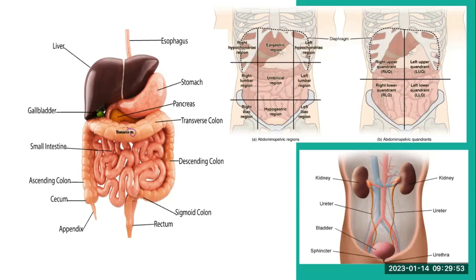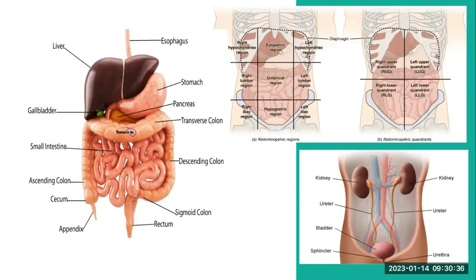So can anyone tell me what I can say for the right lumbar region in plain words? I haven't put it in here, but I just want to let you know that for the right lumbar region or left lumbar region, we can say the flank. Flank means the sides of the belly. So you can say to the patient, hey, you have a right flank pain or a left flank pain. It's easier for them to understand what you're saying.